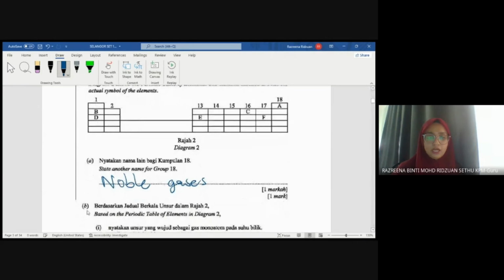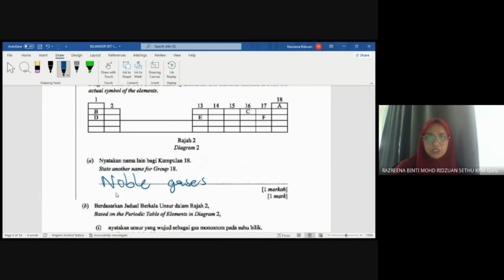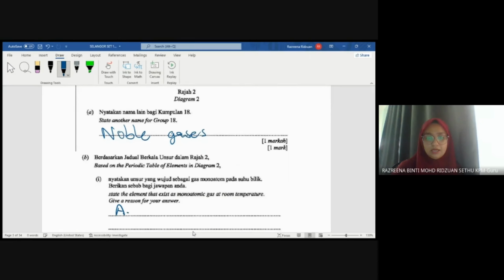Next, B. Based on the periodic table of elements in Diagram 2, state the element that exists as a monoatomic gas at room temperature. Give a reason. Here you can see group 18, they are monoatomic gases, so you write down A. Give a reason: atom A has achieved stable duplet, not octet. This is the first element in group 18, so it achieves duplet electron arrangement.